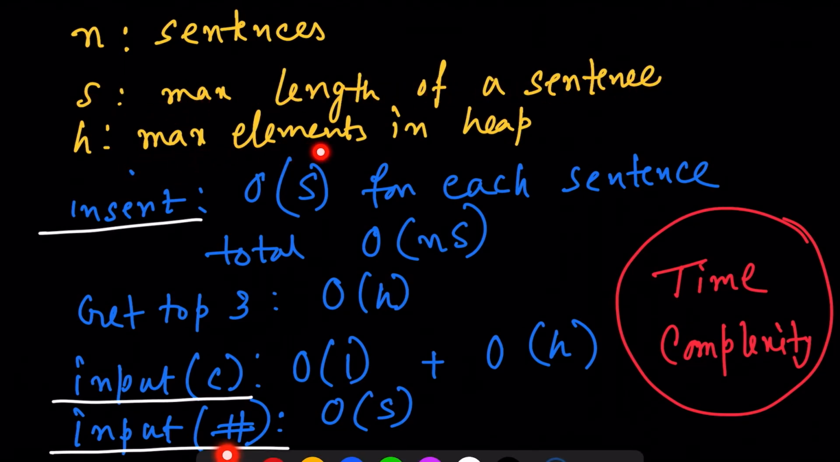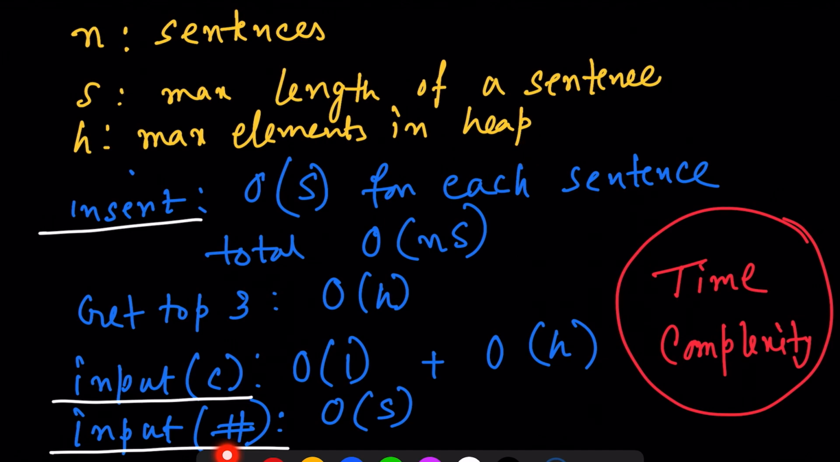H is max elements in a heap. Heap is basically where we are storing the sentences for a particular node, right? So max heap size is H that we are considering. So that can be based on worst case scenarios. Best case scenario will be all the sentences share some prefixes. Worst case scenario will be no sentences share any prefix, so there will be lots of nodes created for that case. But in any case, let's consider the max elements in a heap is H.